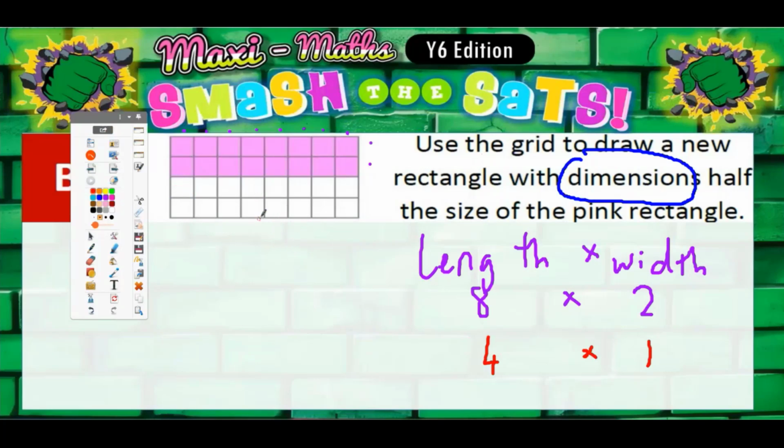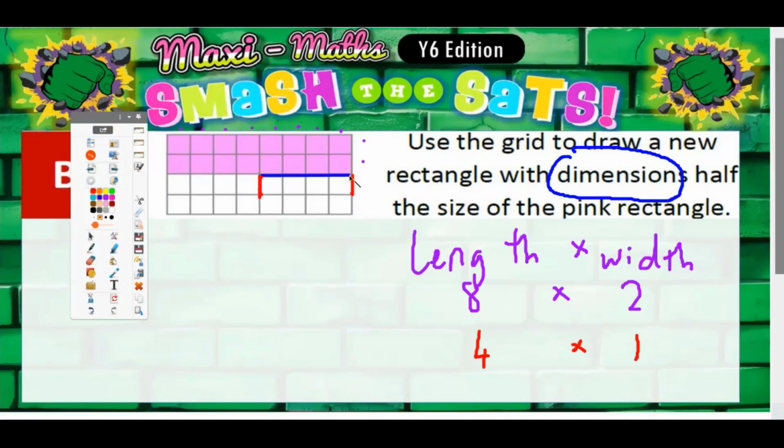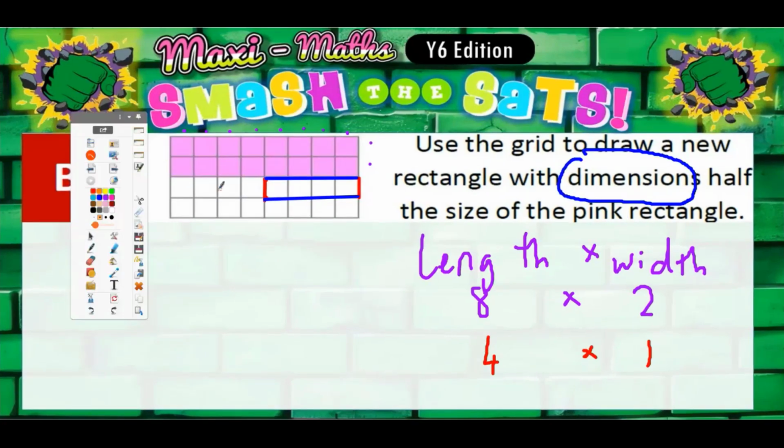Now, it doesn't matter where you draw it. It's just got to be a 4 by 1. So I'm just going to draw it here. There we go. 4 by 1. And then I'll just shade it in. So there is my 4 by 1 rectangle. There we go. So as long as you draw a 4 by 1 rectangle, you've answered the question correctly.